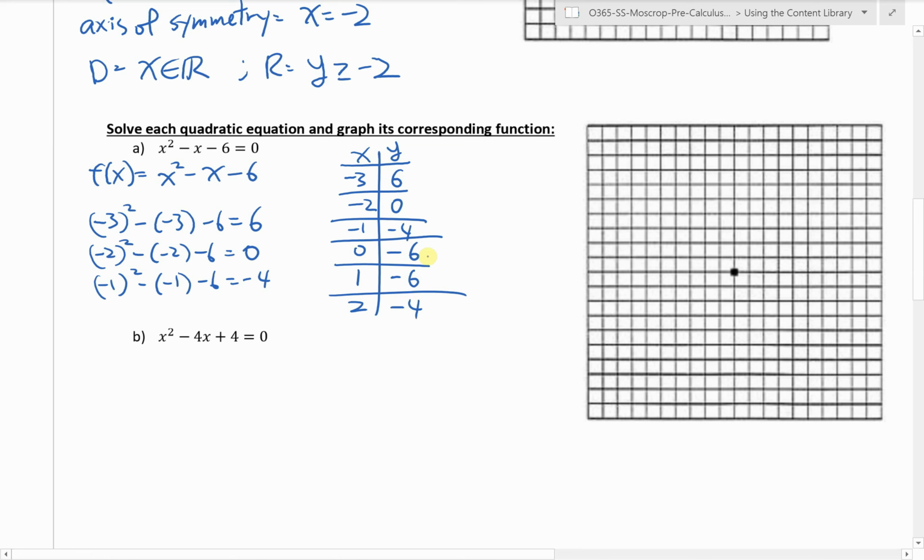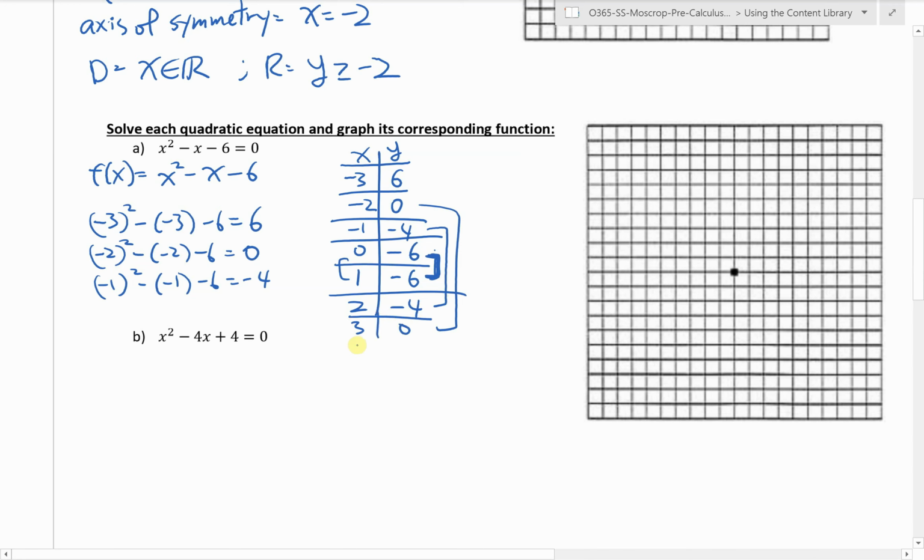And how do I know that? Because these two are the same. That means the vertex is going to be right in between these two x values. So the vertex is going to be at 0.5. I don't know what the y value is, and I don't really care. But I do know, because the parabola is symmetrical, that if these two are the same, these two will be the same, and these two will be the same. So if I go one more, it's going to be 3, 0 for sure.